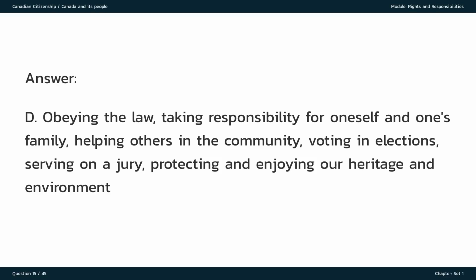The answer is D. Obeying the law, taking responsibility for oneself and one's family, helping others in the community, voting in elections, serving on a jury, protecting and enjoying our heritage and environment.